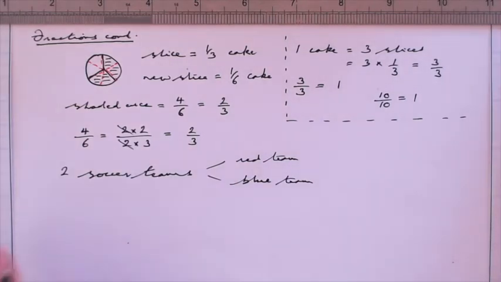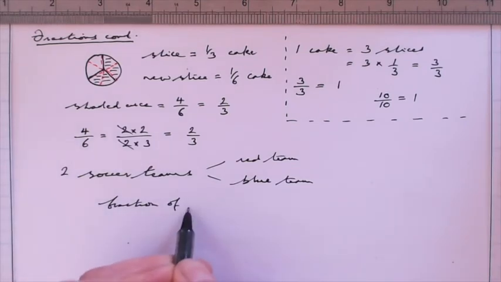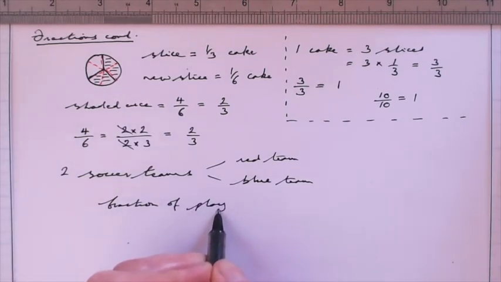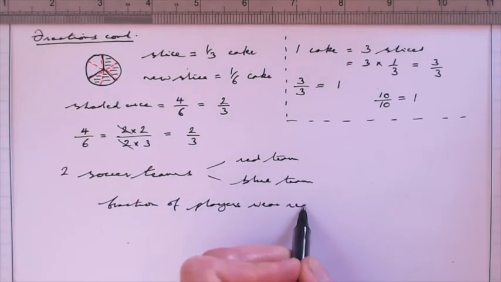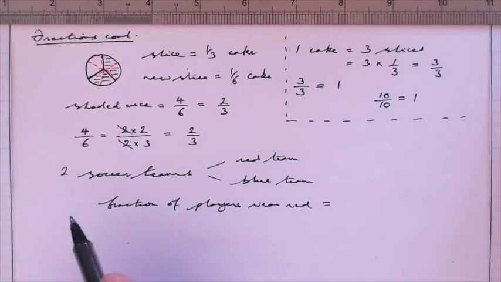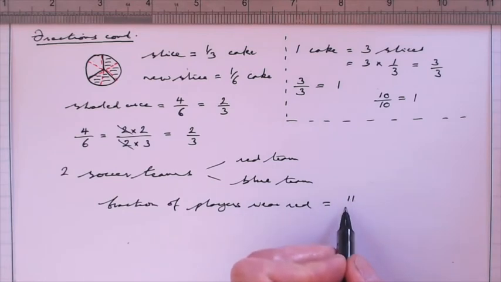Now if you ask the question, what fraction of players wear red on the pitch? Well, you could say there are 11 players wearing red out of a total of 22 players.